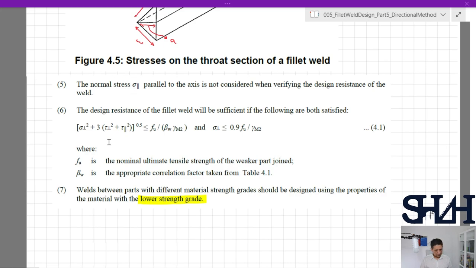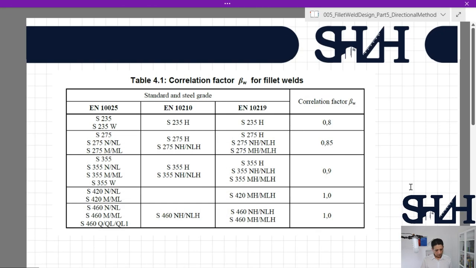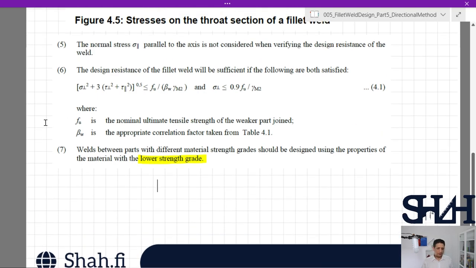The only missing part is beta w. We can find it in the given table 4.1. It depends on the material. The correlation factor for fillet welds: if we have S235, then 0.8, S355, 0.9, and other values as given in the table. Coming back to the equation, here we can see that the equation has almost nothing in it. When you calculate sigma and tau, then we are done. The rest is just putting the values inside this equation and checking if everything looks to be fine.